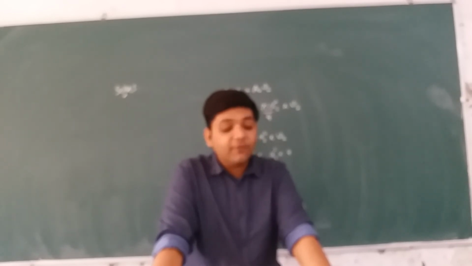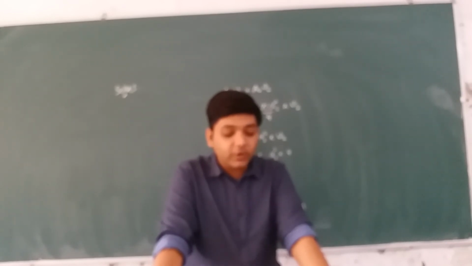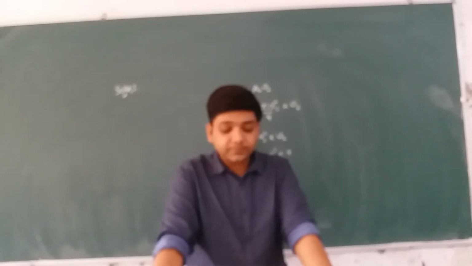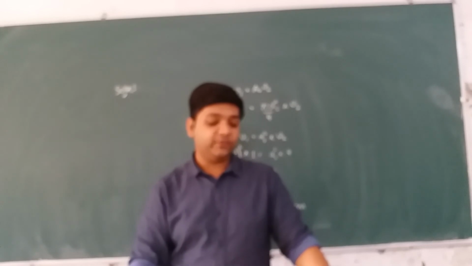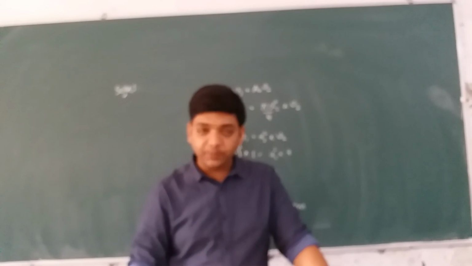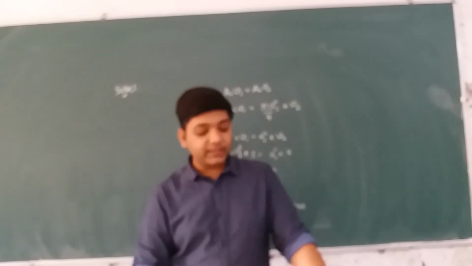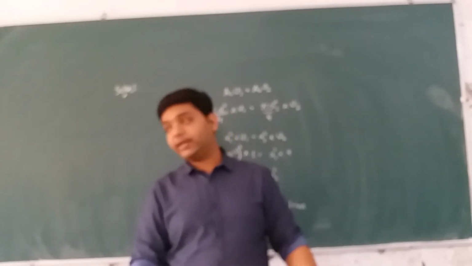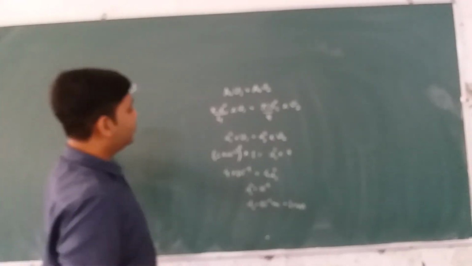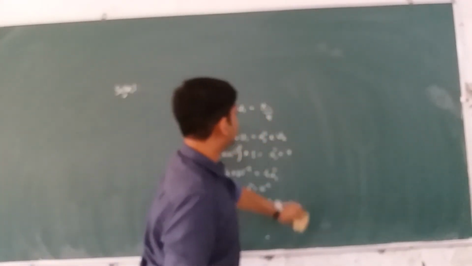The question is, water enters at one end of a horizontal pipe of non-uniform cross-section area with a velocity of 0.4 meter per second, and leaves the other end with a velocity of 0.6 meter per second. The pressure of water at the first end is 1500 Newton per meter square. Calculate the pressure at the other end. Please pause the video and try to solve the question by yourself. I hope you have tried, and now I am going to discuss the solution.